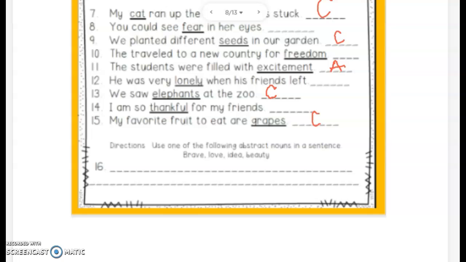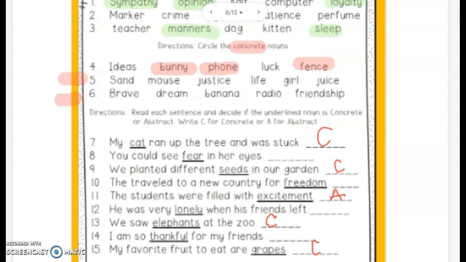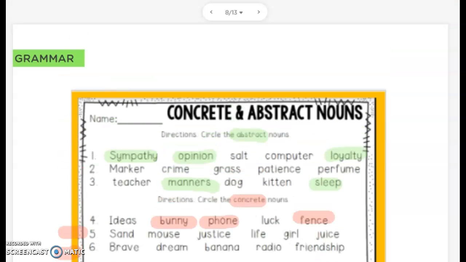Our final section is to use one of the following abstract nouns in a sentence. Choose one: brave, love, idea, or beauty. Once you are finished with all of the even numbers, you are finished with your grammar for today.